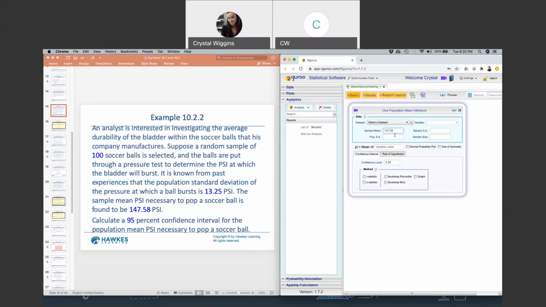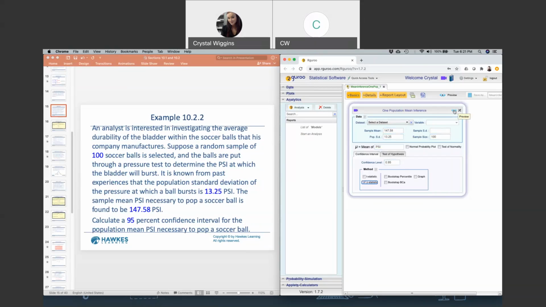Our population standard deviation is 13.25, and our sample size is 100. The label of the mean, we are talking about mean PSI, so I'm just going to put PSI there. And we do want to calculate the defaulted 95% using a Z distribution.